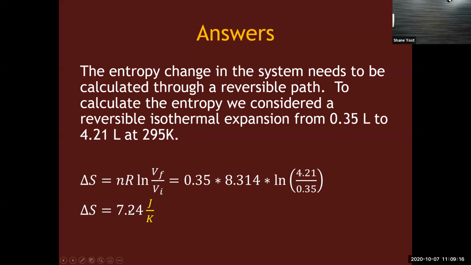And so along that reversible pathway, the entropy change I can calculate is just nR ln V final over V initial, which is the same entropy change as for the irreversible isothermal expansion. You just plug in for n. For R here, we're going to use the joules per Kelvin mole version, so 8.314, and then the natural log of your final volume over your initial volume, and that gives you a final entropy change of a positive 7.24 joules per Kelvin for your gas.